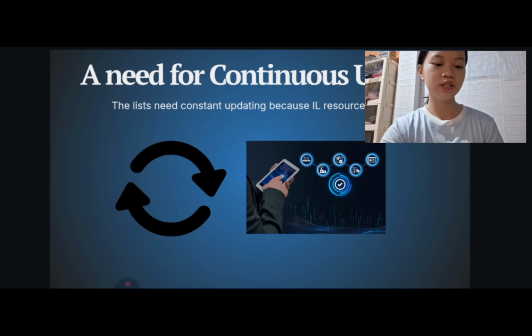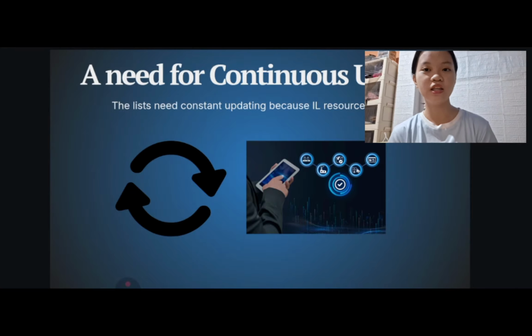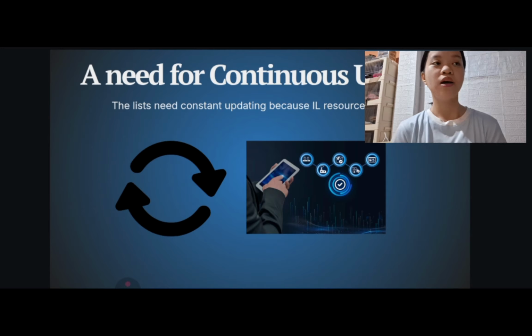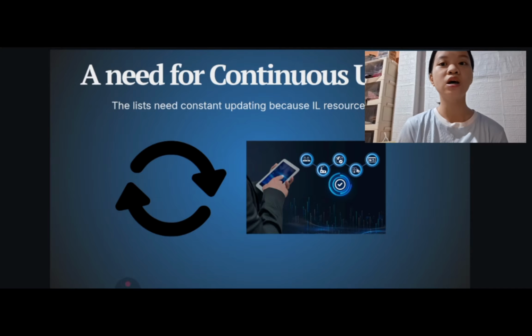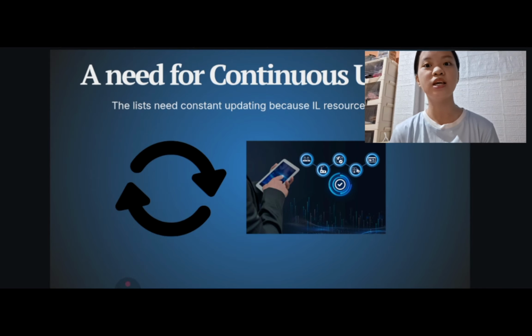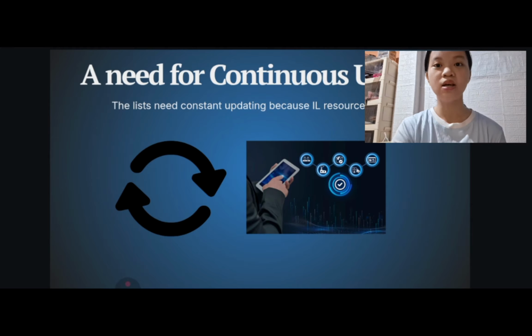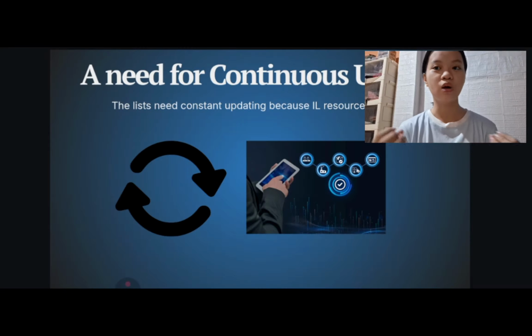Now, these lists need constant updating because information literacy resources change. Yes, so these lists are basically living documents. They need continuous updates. Information literacy constantly evolves, new digital tools appear, and websites come and go. Now, because the contributors are volunteers, it can be difficult to maintain complete updated lists. One way to solve this challenge is to allow more contributors to collaborate. Something like maybe a wiki.